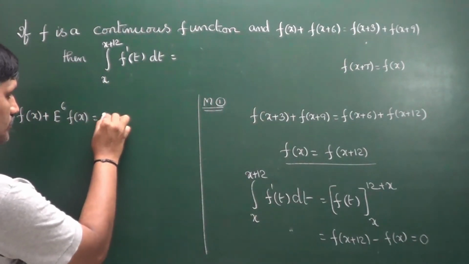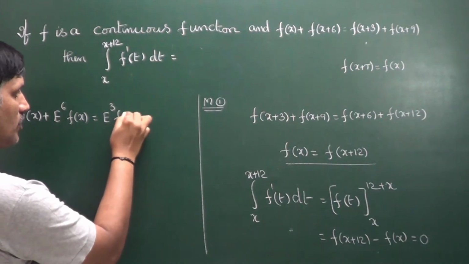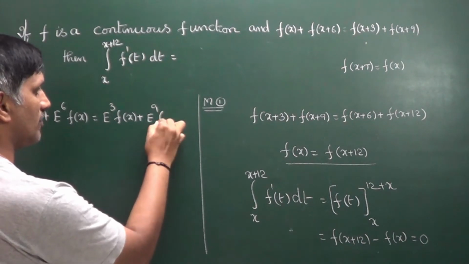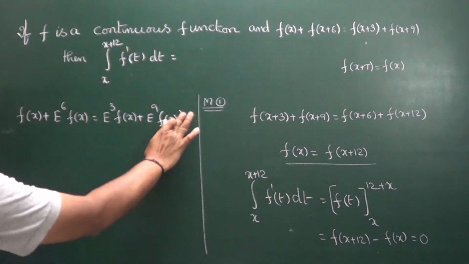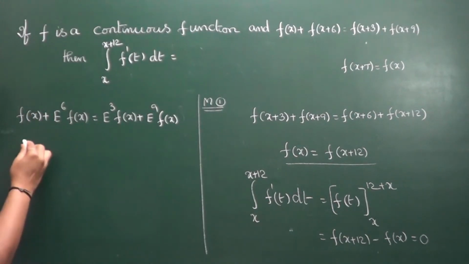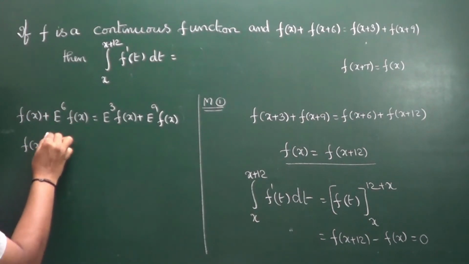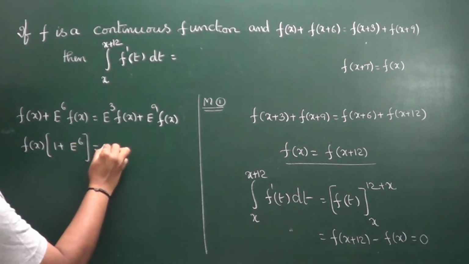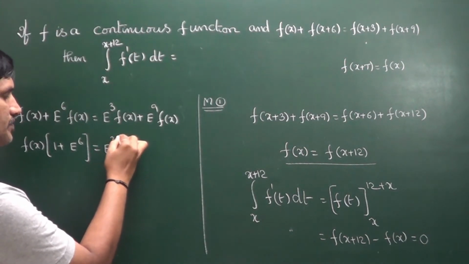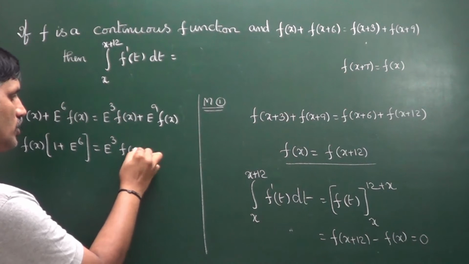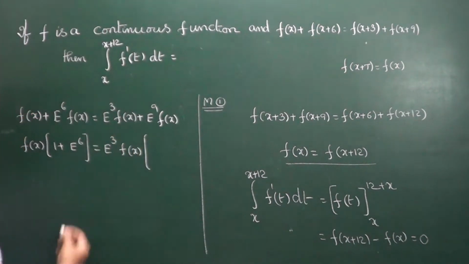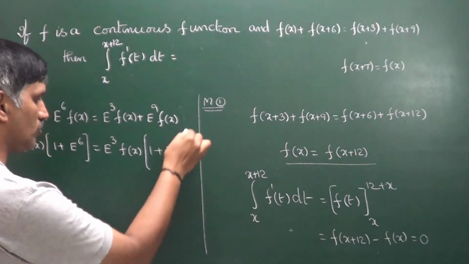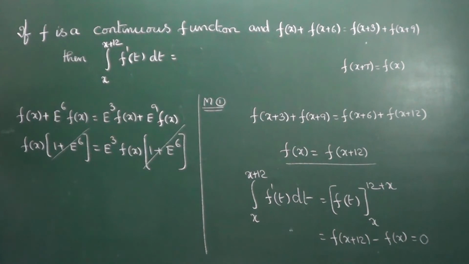The next one is e cube into f of x, and again we can write e to the power of 9 into f of x. Now what happens in total? Here we can take f of x common, and you will get 1 plus e to the power of 6. Here also we take e to the power of 3 into f of x common. Then we will get 1 plus e to the power of 6. So on both sides 1 plus e to the power of 6 we can cancel.